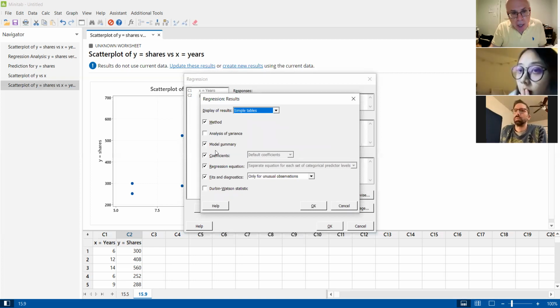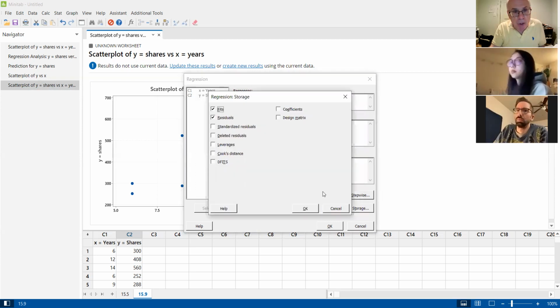Method, fine. Model summary, fine. Coefficients, fine. Regression equation, fine, even though it's not that great. And fits and diagnostics, only for unusual observations. It's okay to leave that checked. Durbin-Watson statistic we didn't cover. We're leaving that unchecked. So the only thing I would uncheck if I got into here was the analysis of variance. I would uncheck that, all right? You may want to make a note of that, not to do that.